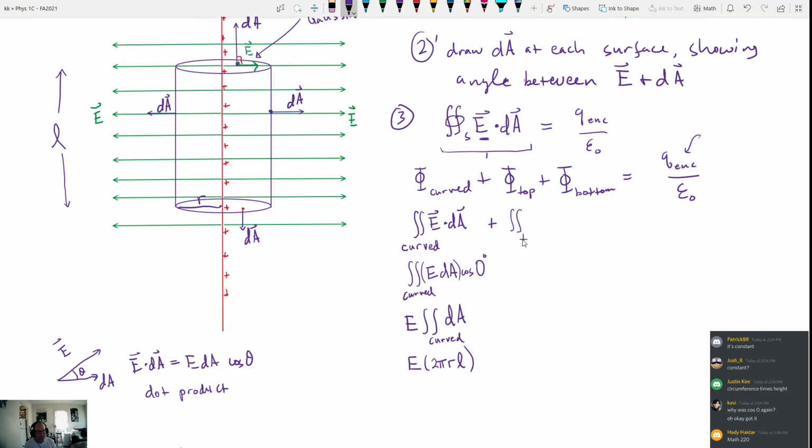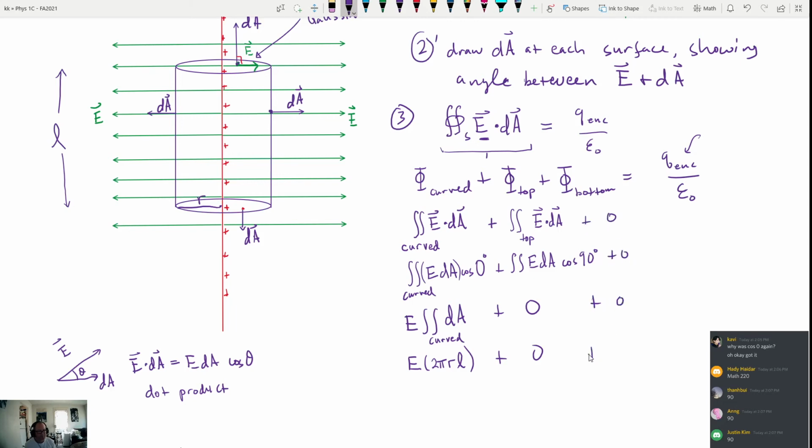So now what we're going to be doing is, through the top surface, we're going to be evaluating E dot dA. But what's the angle between E and dA on the top? It's 90, so we multiply this by cosine 90, but that is equal to 0, right? And for the same reason, the flux through the bottom is also going to be 0, okay? Is everyone following along?